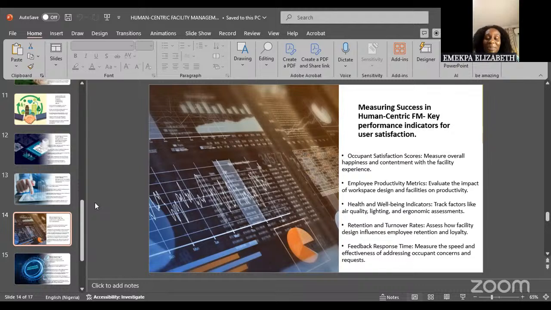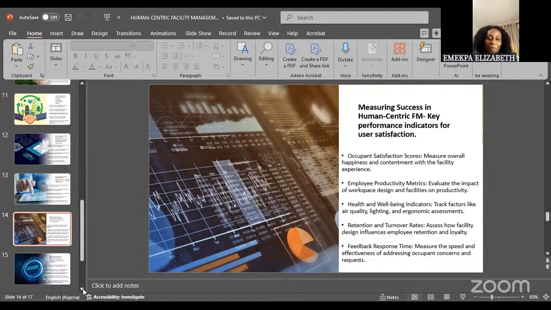As a facility manager, this is what I always tell my people: you matter. You are an asset, because without you, I won't be able to get this. Are we together? So you measure happiness and contentment with the facility. You look at the feedback, how many good, how many excellent, then you use it to measure your occupant satisfaction scores. Then measuring your employee productivity.